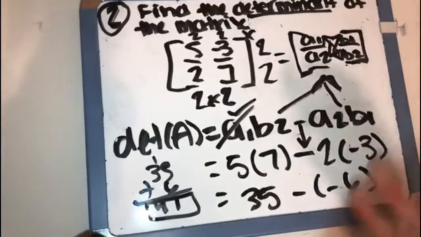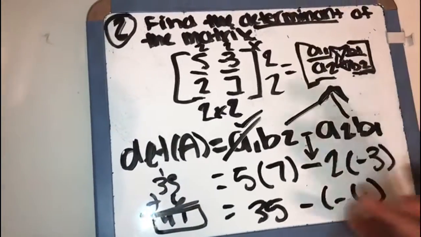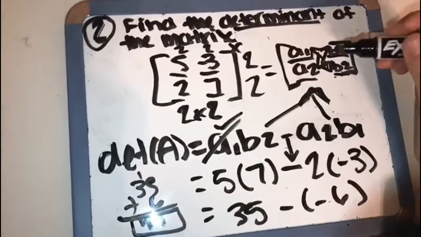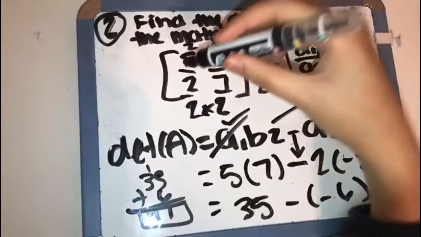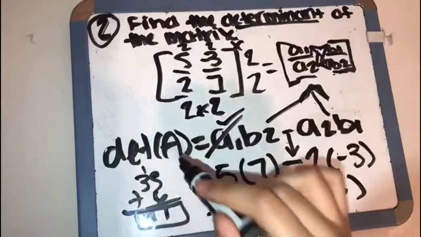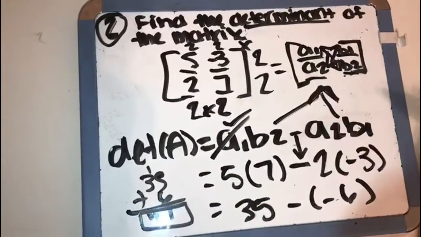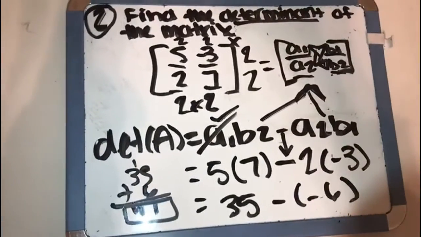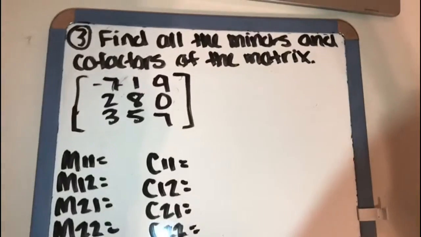So this is a step-by-step process. There are 2 steps. First, identify what word belongs to what number. Then put in the formula and just substitute the numbers into the formula, okay? And this is how you solve question number 2.